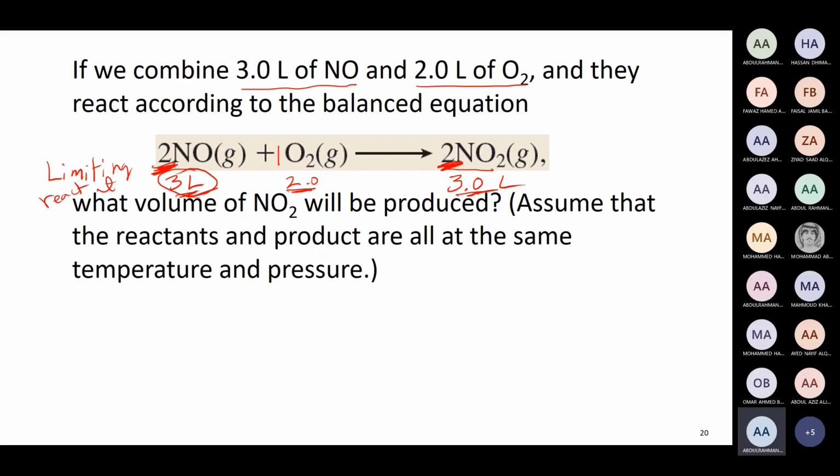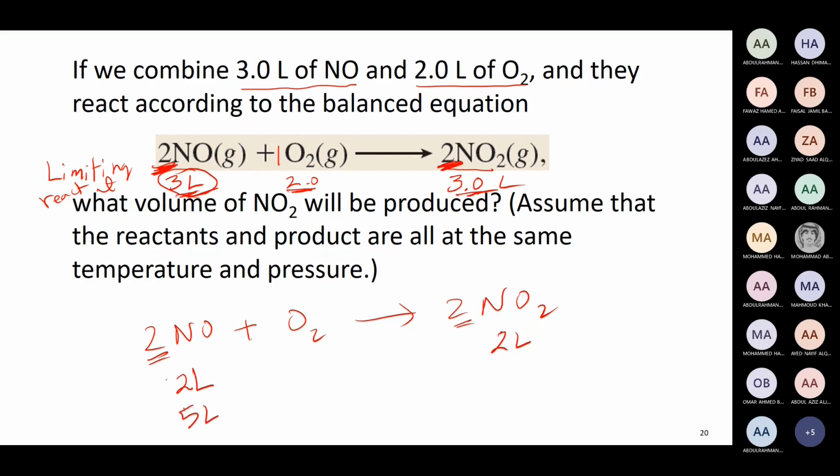Doctor, how did you determine the limiting reactant? Because you have to think: this is NO plus O2 to give me 2NO2. If I'm not going to care about the oxygen now, if I have 2 liters of this one, how many liters of this one am I going to produce? 2 liters, because it's the same number. How about if I have 5 liters? How many liters am I going to produce? 5 liters. Clear? Now, I will erase this.